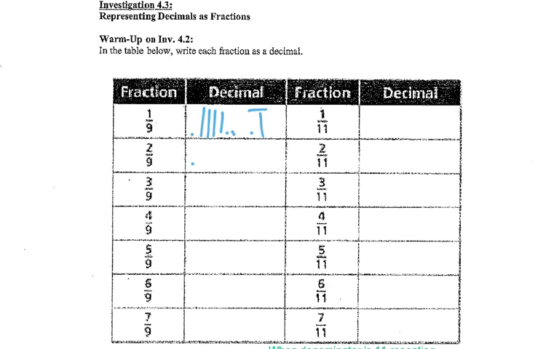2/9 as a decimal is 0.222 repeating, or 0.2 repeating. 3/9 is 0.333 repeating, or 0.3 repeating. So go ahead and fill in the rest of those. I'll give you a quick pause. Go ahead and fill in 4 through 7 on the 9s.